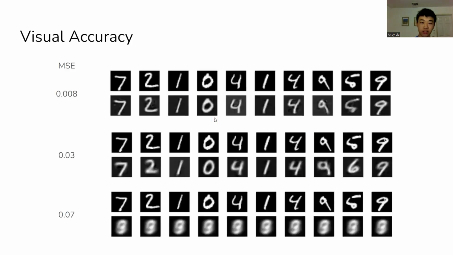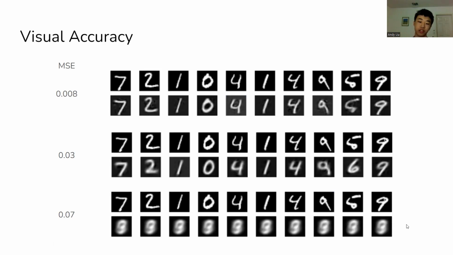To put this into context, here's a chart of the visual accuracies. Without regularization, our original model had an MSE value of around 0.008, while the sigmoid had around 0.02 or 0.03. As you can see, with high regularization, our loss goes up to 0.07, at which point the digits themselves are indistinguishable.